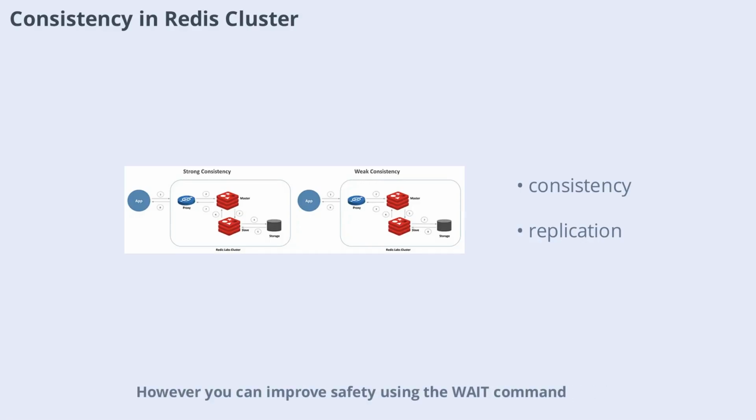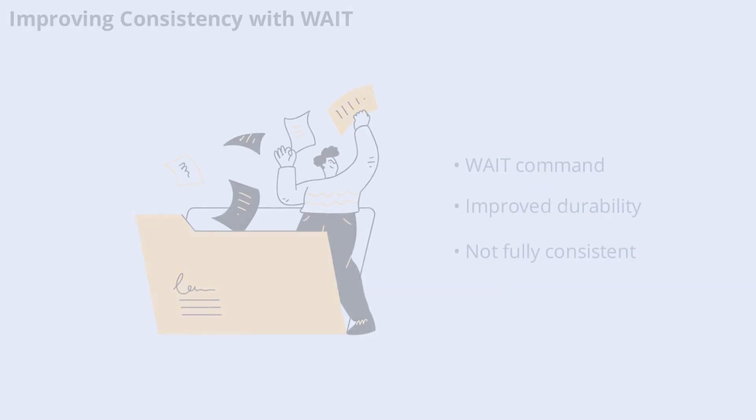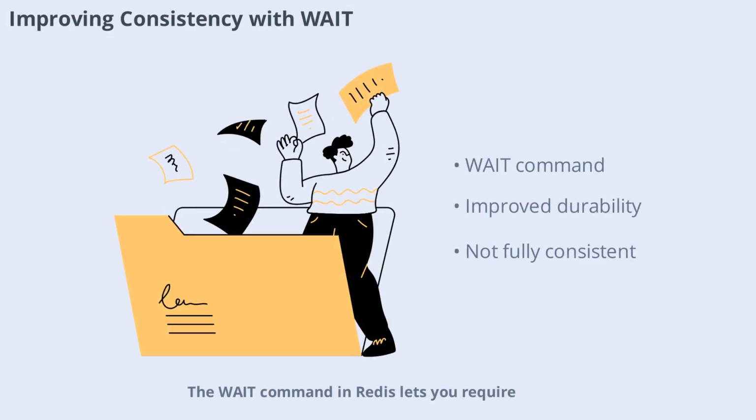However, you can improve safety using the WAIT command, which waits for replication before acknowledging writes. The WAIT command in Redis lets you require acknowledgements from replicas before considering a write successful. This improves real-world data safety, especially during failovers. However, even with WAIT, Redis can't guarantee absolute consistency. There's always a small risk of data loss. Still, it's a valuable tool for applications that need better durability without sacrificing too much performance.